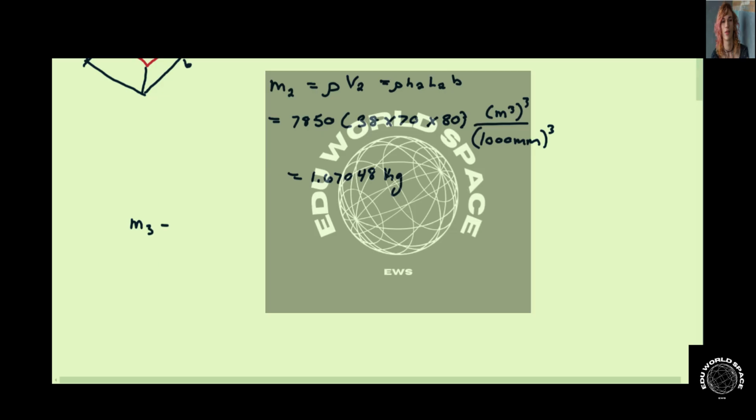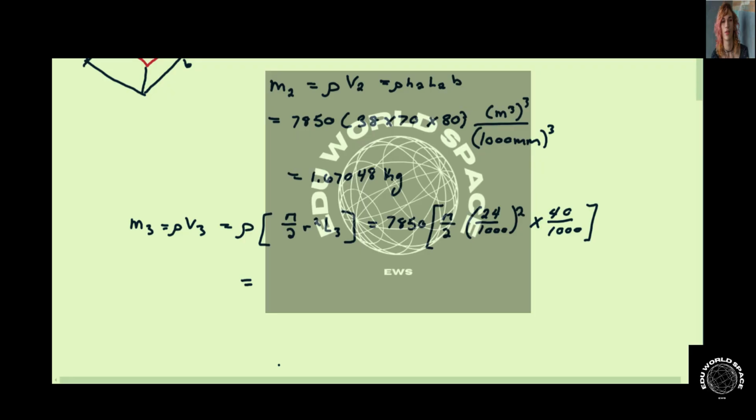And now we have to calculate the mass of the third one, volume 3. This one is going to be a little bit different because you obviously see the curve here, so we're going to take that into account. We have pi r squared L3. So this is going to be 7850 times pi times 24 squared divided by 1,000, so we're going to convert it, times 40 divided by 1,000. And this equals 0.2841 kilograms.